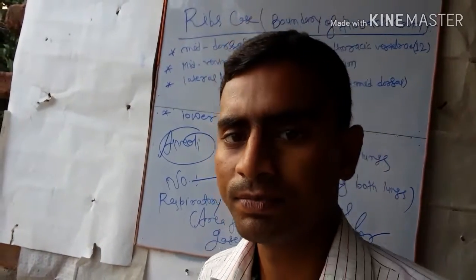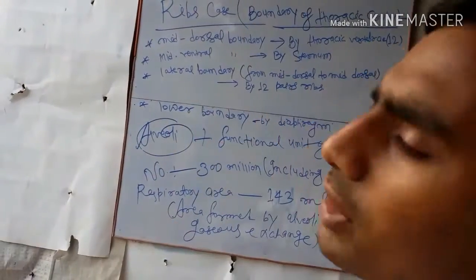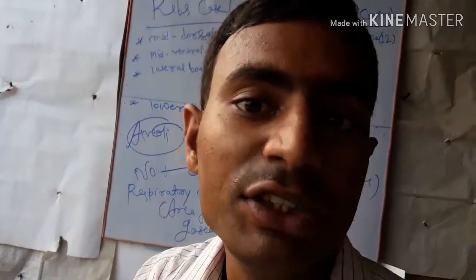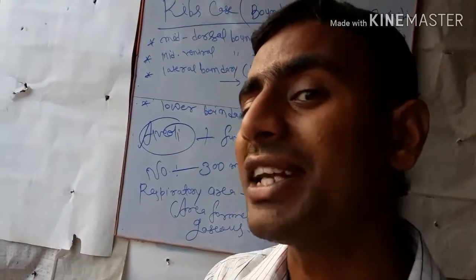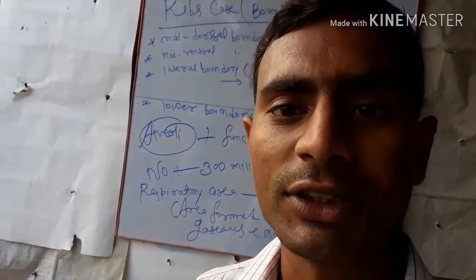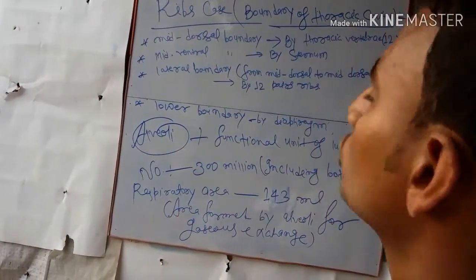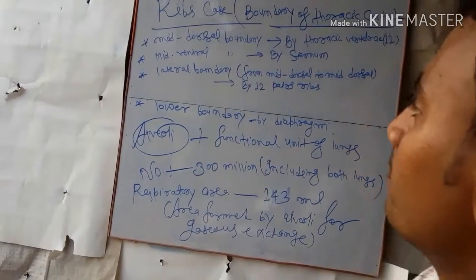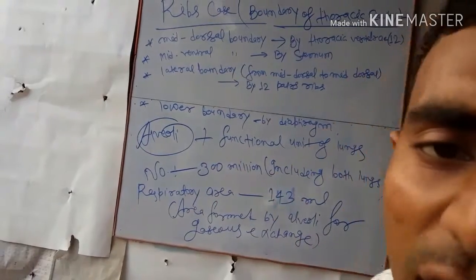Third is the lateral boundary. The lateral boundary, from mid dorsal to mid ventral, is formed by 12 pairs of ribs. This means the number of ribs is 24. So this is the boundary of the thoracic cavity, this is the rib cage. And the lower boundary is formed by the diaphragm.